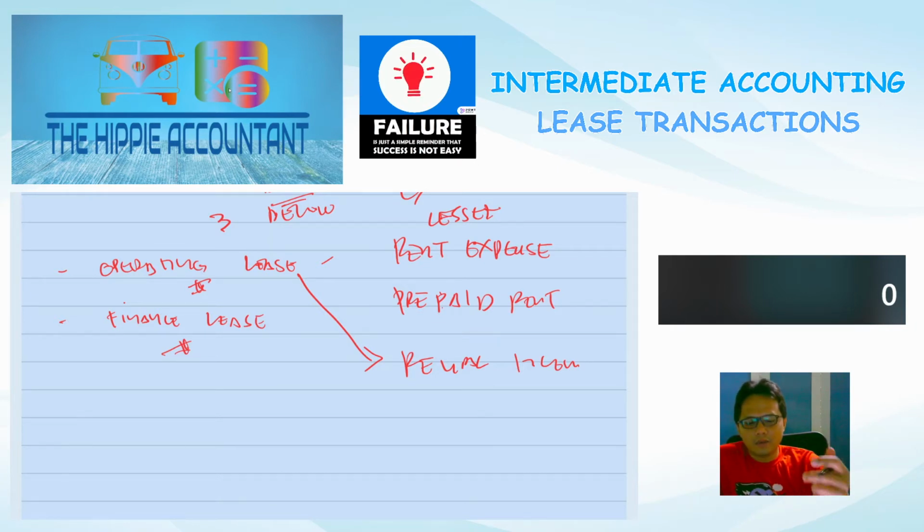But we are allowed an operating lease if the rent is low value and short term. Pagdating sa lessor, dito tayo medyo magkakaproblema because this is in the lessor's accounting treatment, okay? Kumbaga, we need to identify first the transaction kung ano ba talaga, operating lease ba ito or finance lease.